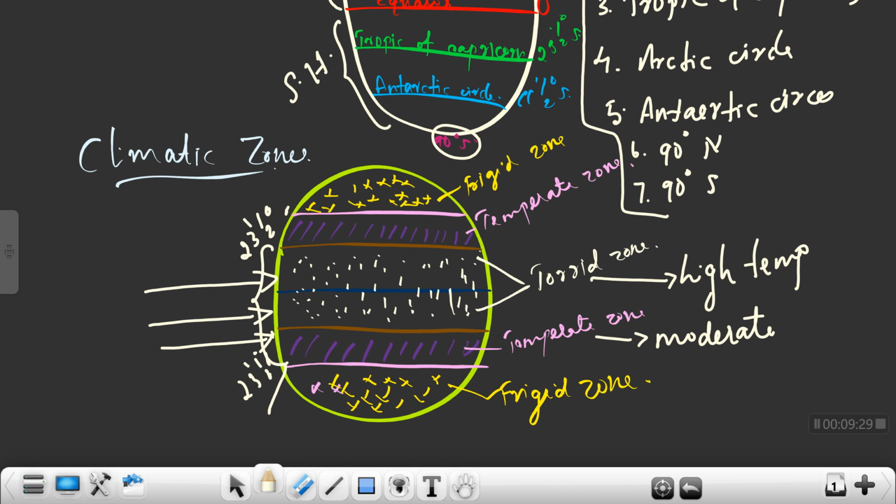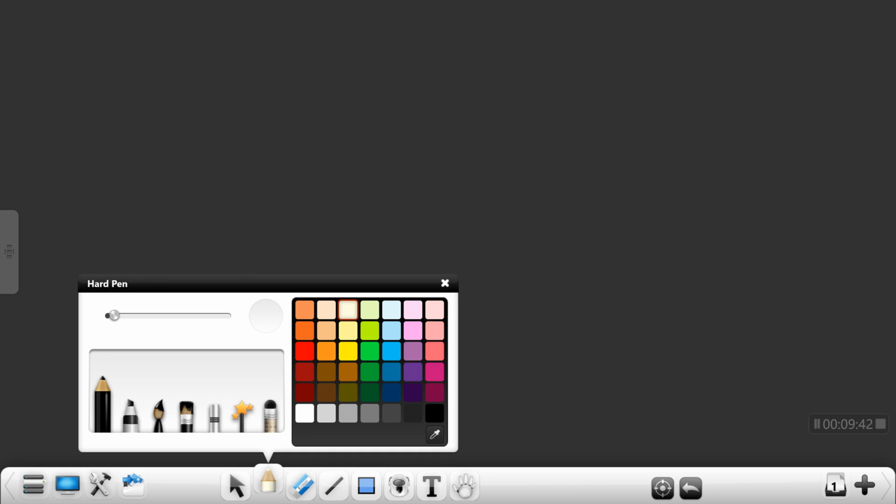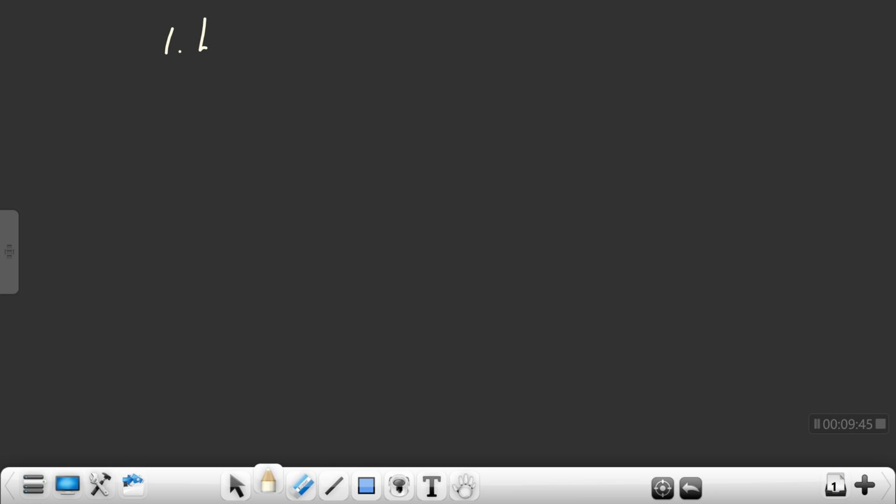Then, related to this portion, many questions are there. The first question is, what do you mean by latitude? What is latitude? Second one, what is longitude?